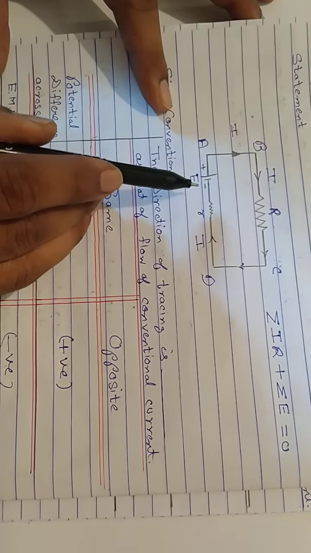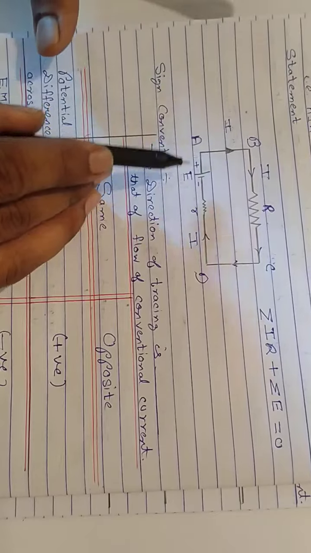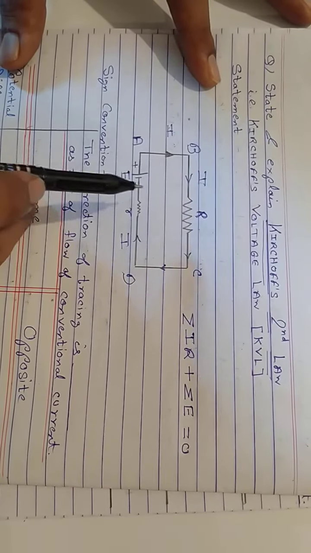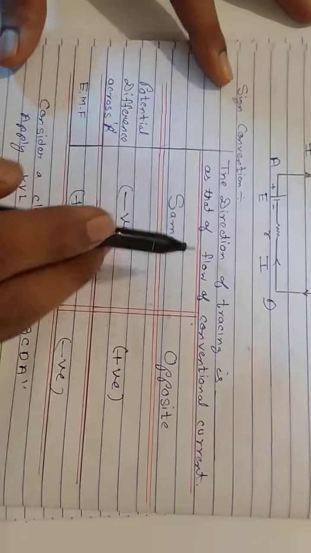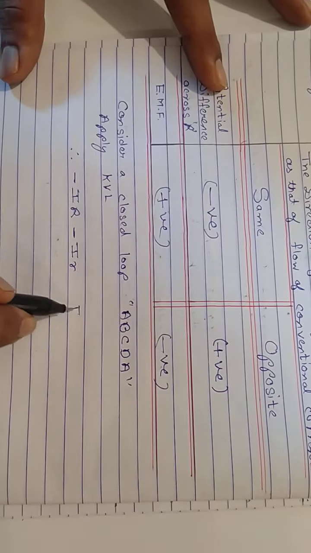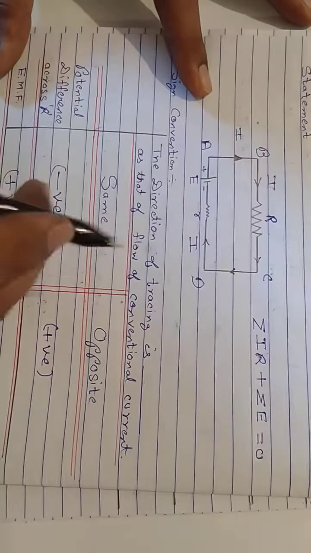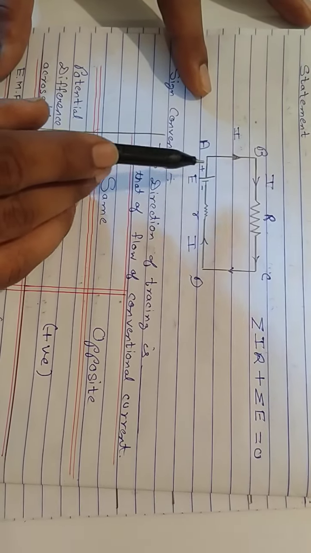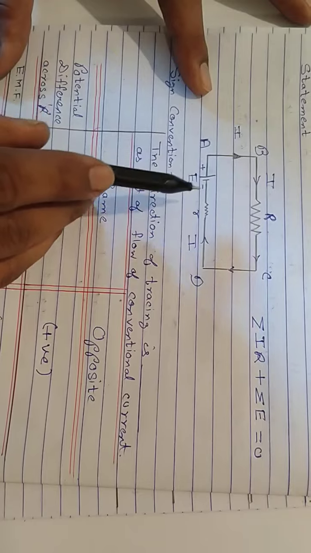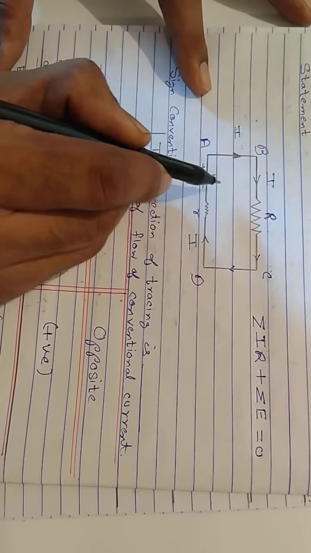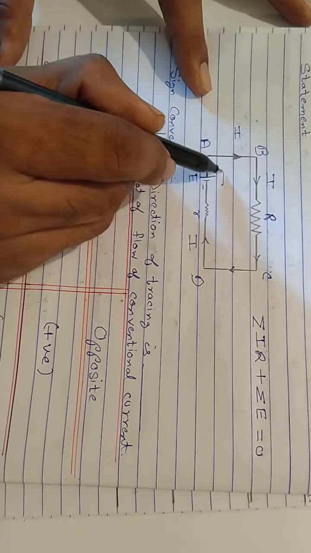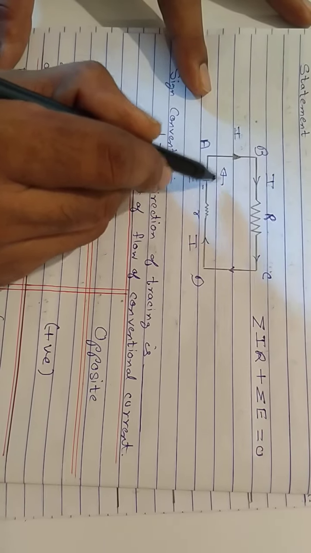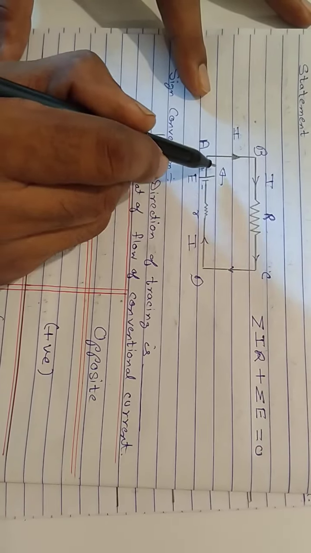That is not a component, that is a cell, EMF. So for the algebraic sum of all EMF, only one EMF is there, so I am going to consider that EMF of a cell. Now my direction of tracing is from D to A. What is the direction of EMF? The direction of EMF is always from negative to positive. Remember this, students.